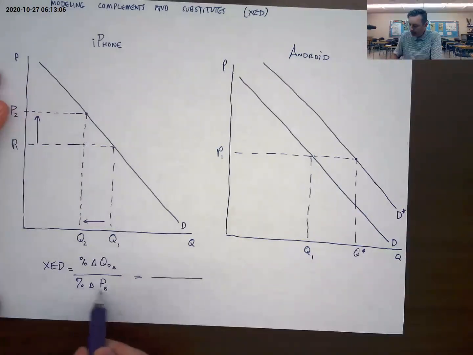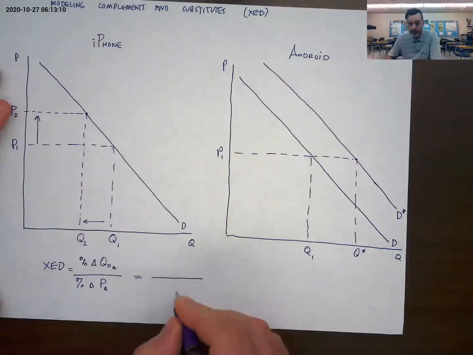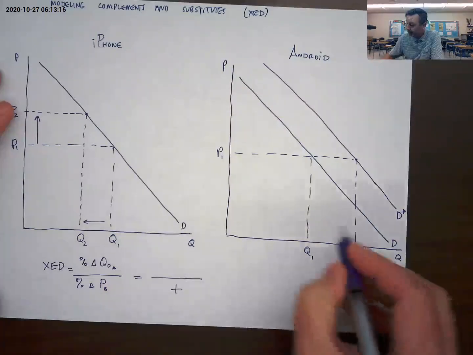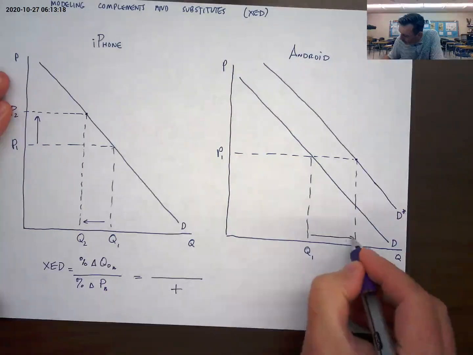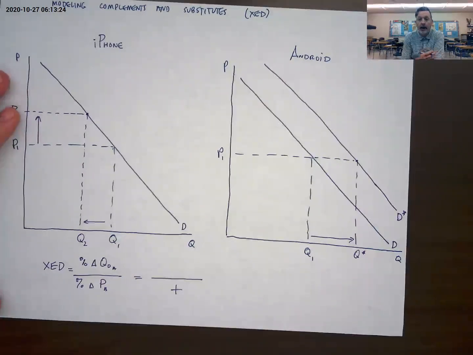So, when I look at the change in the price of the iPhone, I see that the price of the iPhone increased, so we're going to have a positive coefficient there for our percent change. And at the same time that the price of iPhones increased, we also see an increase in the quantity of Androids. And so we also have a positive coefficient there.